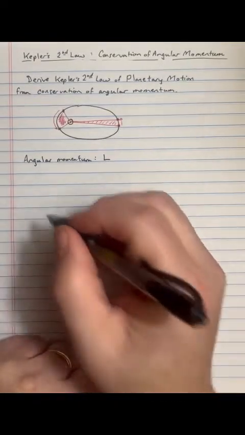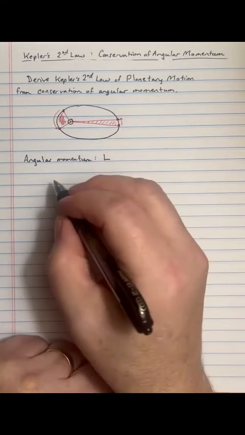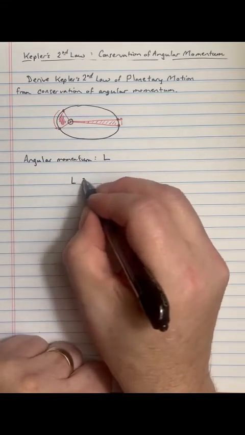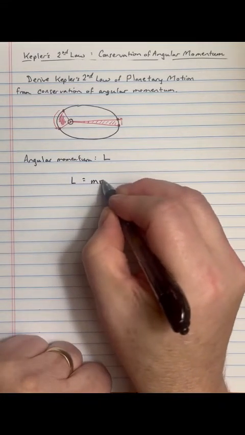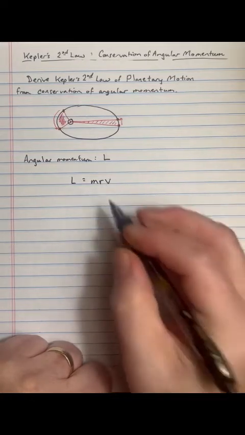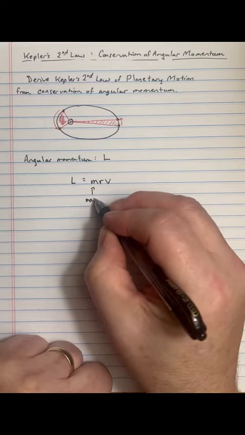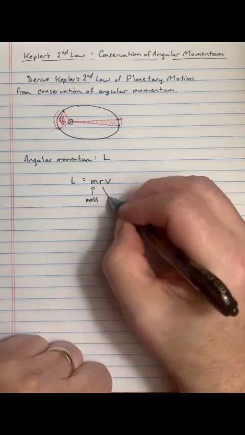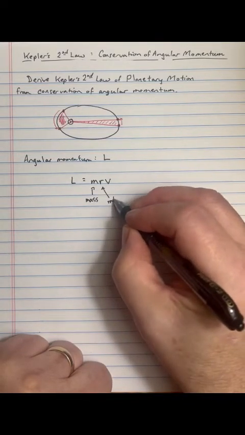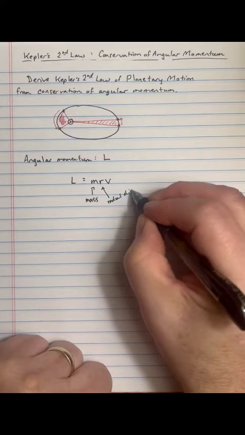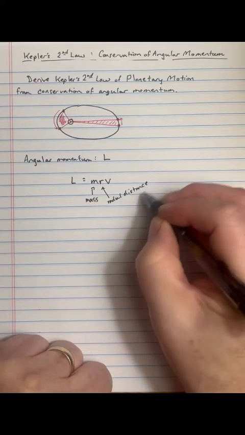And for an individual object that's in a loop, the angular momentum formula turns out to be L = m times r times v. So what are these things? So angular momentum L, m is the mass of our object, r is the radial or straight line distance from the sun. So let's write that out.